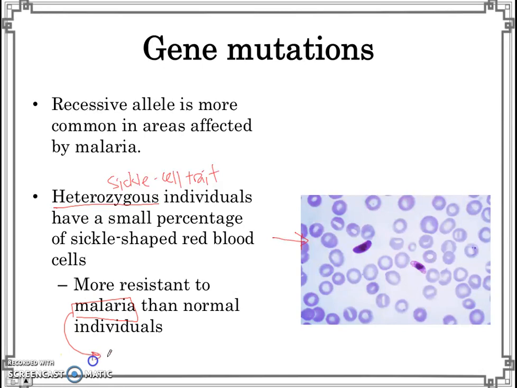So malaria is a disease caused by a kind of single-celled organism. And this organism infects red blood cells. So in people with sickle-shaped red blood cells, it actually makes them kind of resistant to this disease. And so you actually find quite a lot of people who are heterozygous in areas affected by malaria. So you'll find a lot more of the HbS allele in places affected by malaria.